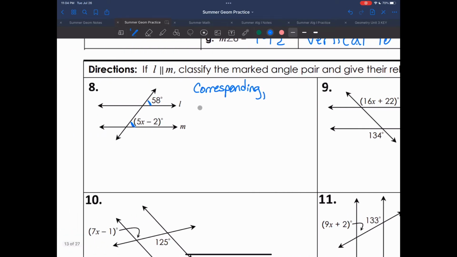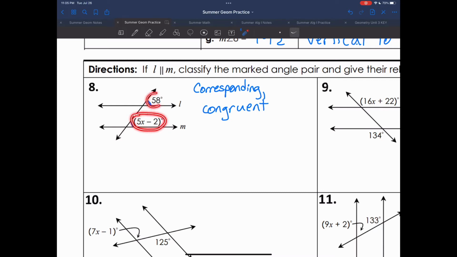And then it says classify, give their relationship. So basically they just want you to write, okay, if they're corresponding, does that mean that they're congruent or they're supplementary? And this is one that you'll just have to memorize. Corresponding angles, if you have parallel lines, are always congruent. So we're going to write 2 words for each of these, corresponding, congruent, and now we want to solve for x. So if you have 2 angles that are congruent, that means you can literally just set them equal to each other and solve. That's it. That's how you'll do it every time.